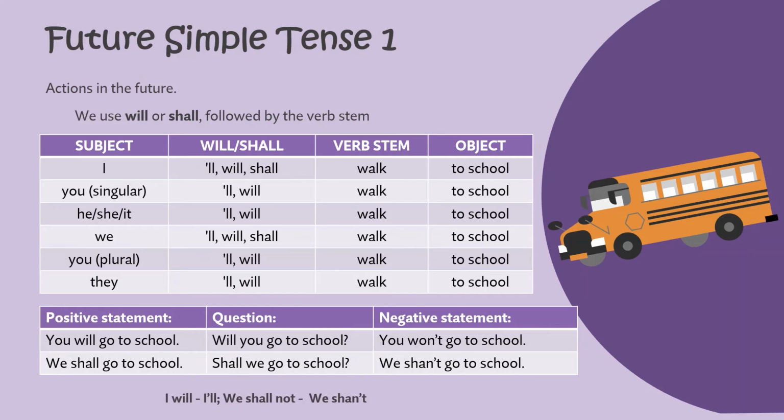You will find that in a question, will or shall comes before the subject. Also note that we often use contractions when using will and shall. For example, I will becomes I'll, and we shall not becomes we shan't.